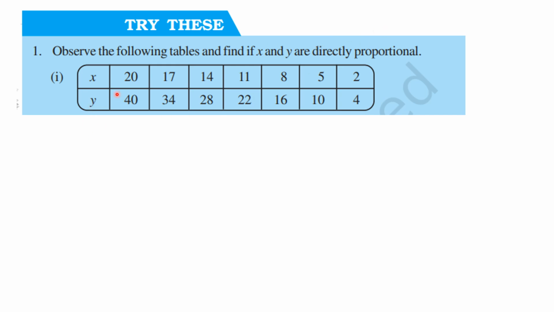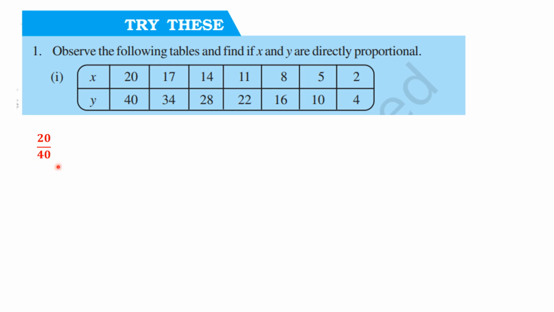So this is the first question. Observe the following tables and find if X and Y are directly proportional. And just now we have seen if X and Y are directly proportional to each other, then their ratio will be constant. For all the values of X and all the values of Y, if you find the ratio of X and Y, it should come as constant. Then only we can say they are directly proportional to each other. So let's find the ratio one by one.